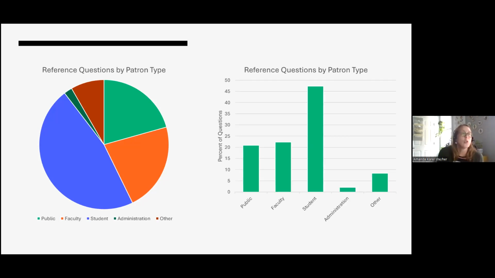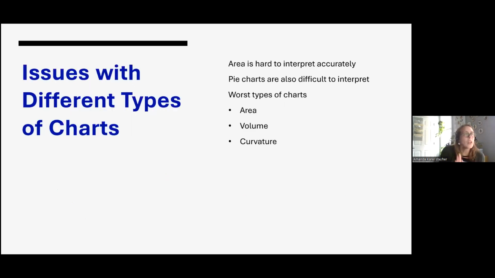So we move to a bar chart because once again, people deal with length much better than they deal with angles. The worst type of charts are those that ask people to interpret area, but also ask them to interpret volume or involve curvature. It becomes particularly problematic when all of these features get combined.